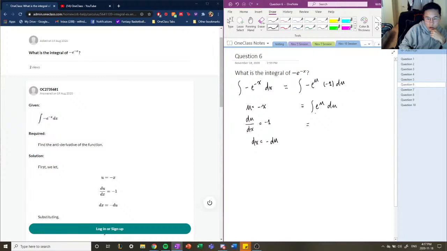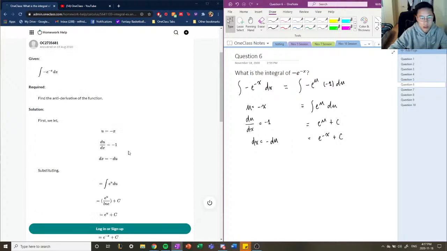And we know that the integral of e to the u is just e to the u plus c, right? And we sub back in u, which is -x. So e to the -x plus c. So this is our integral, e to the -x plus c. By using substitution, we simplified our integral so we can easily solve it, and then we sub back in u.